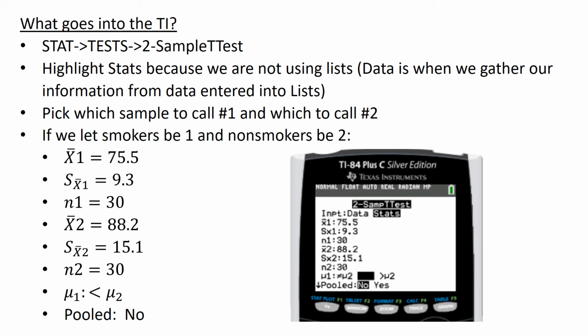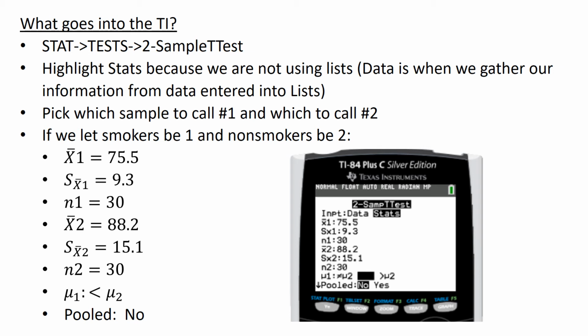Or I'm sorry, to our alternative hypothesis. So we looked at our alternative hypothesis, and our alternative hypothesis was that the mean for the children exposed to smoking, the smokers, is less than the mean for non-smokers. So our alternative hypothesis is that mu1 is less than mu2. Smokers have a lower forced vital capacity than non-smokers.